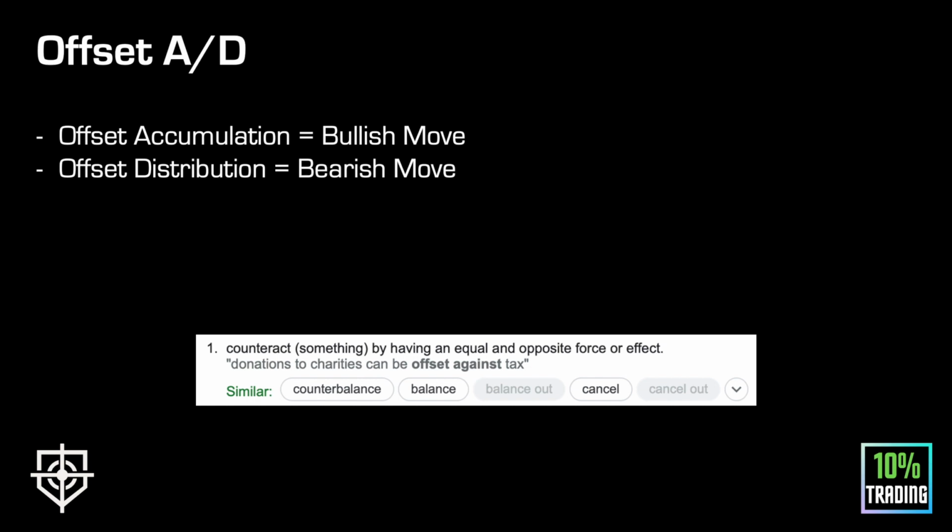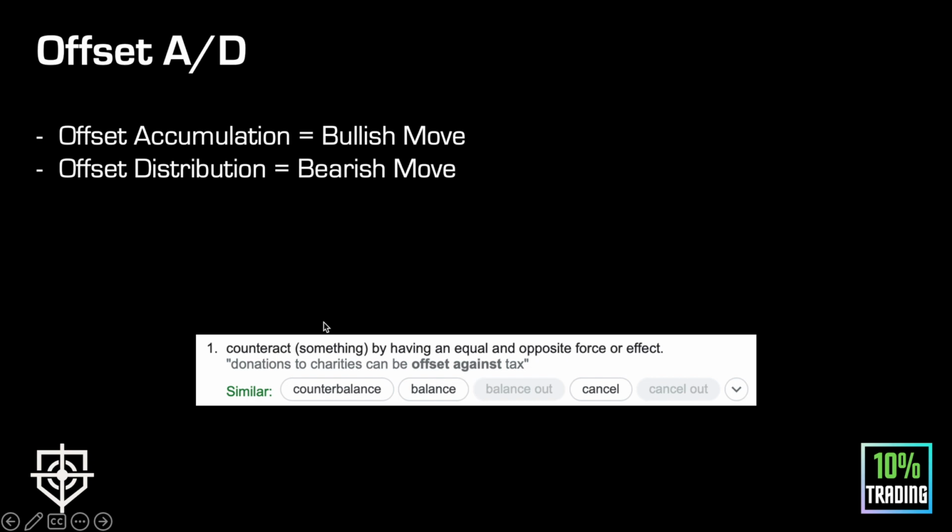As I've said here, to make your lives easier: offset accumulation is when we sweep a low and move higher, so it's a bullish move, right? Offset distribution is when we sweep a high and move lower, a bearish move. So over here, I've got the definition for offset, right?